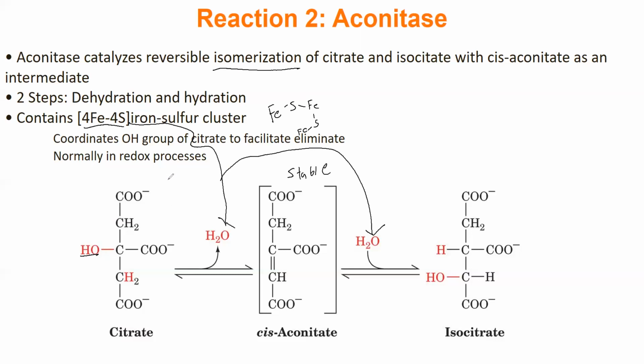As I say here, normally when you see an iron sulfur complex in a protein, that tells you, okay, we're doing redox reactions. I should expect to see an NADH or an FADH2 somewhere. Here, that's actually an exception to that. We're not doing redox reactions. We're just moving OHs around. So that's our second reaction. Citrate going to isocitrate with our cis-aconitate intermediate.